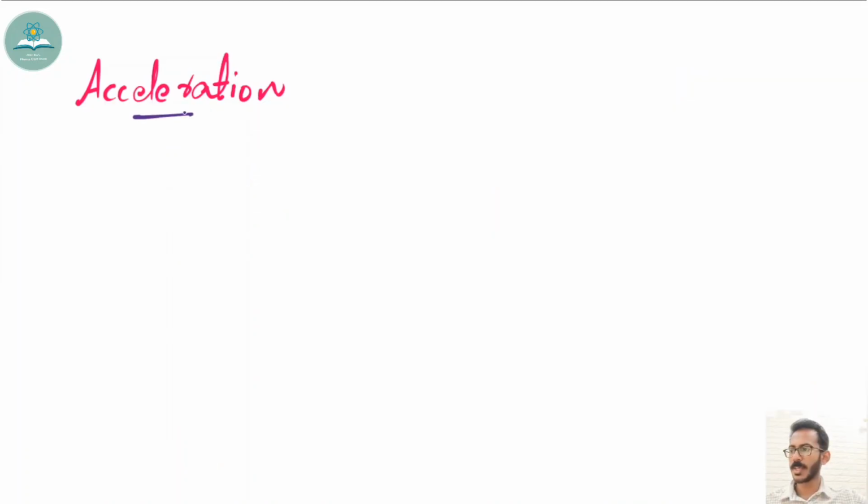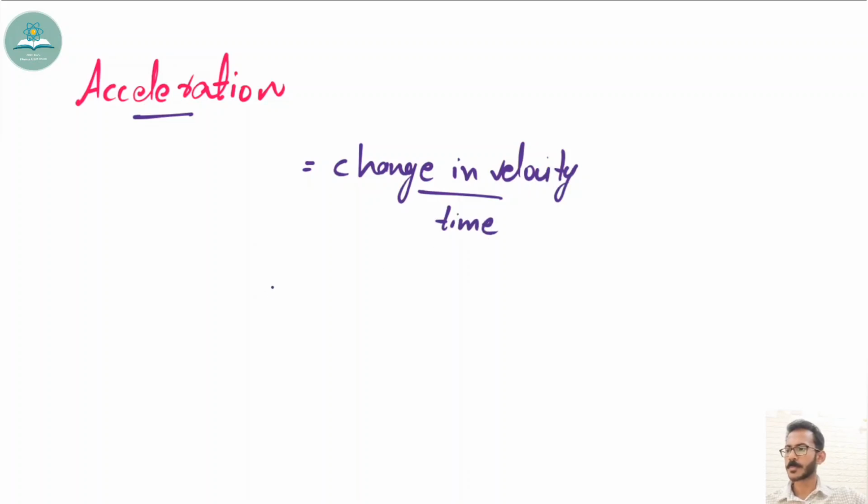The next topic is acceleration. Acceleration is change in velocity by time. Acceleration is equal to change in velocity divided by time. We know usually we use two letters to represent velocity. V stands for final velocity and U stands for initial velocity. So for change in velocity, whenever we take the difference, take it like final minus initial. So here also, change in velocity is equal to final velocity minus initial velocity, divided by the time given.